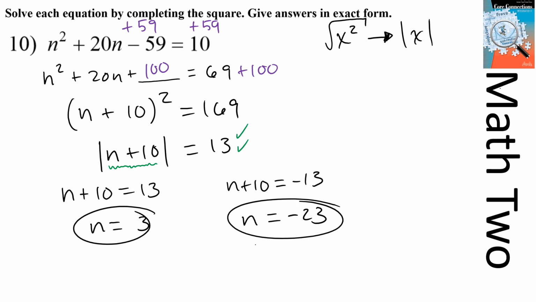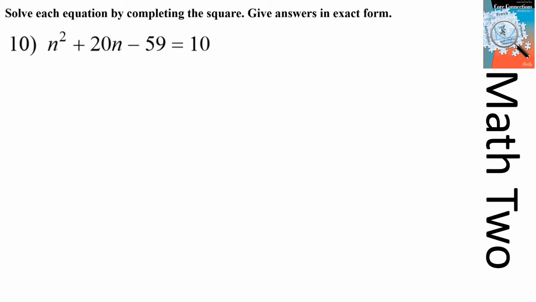And it's always worth it to plug that in, square it, and then add 20 times it and subtract 59 and verify you get 10 for both 3 and negative 23.